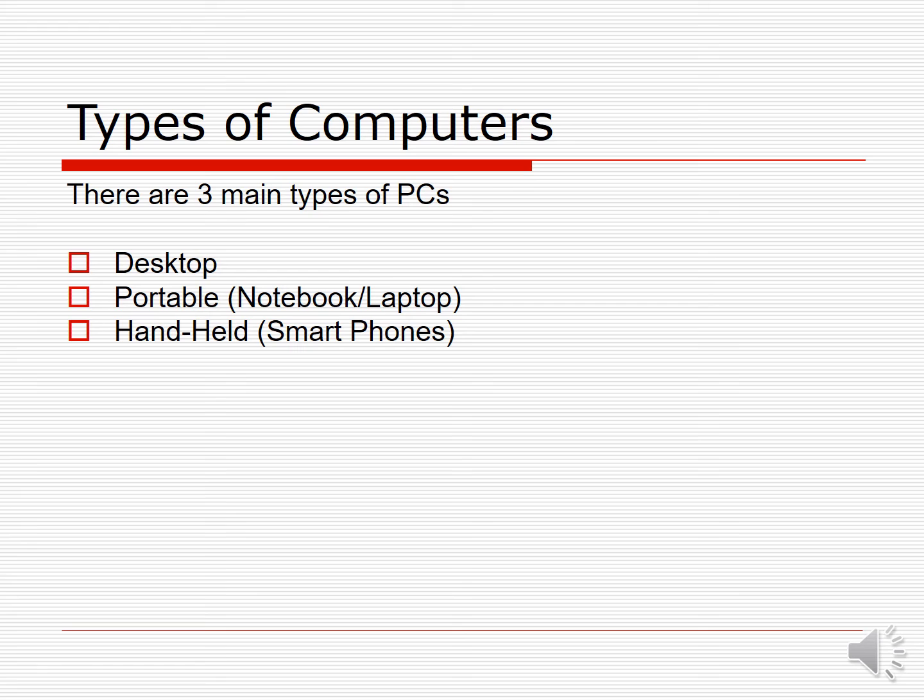We have three main types of personal computers. We have the desktop, we have the portable, which includes the notebook, laptop, and other things, and we have the handheld PCs, generally known as smartphones. For instance, a smartphone is an example of a handheld personal computer.